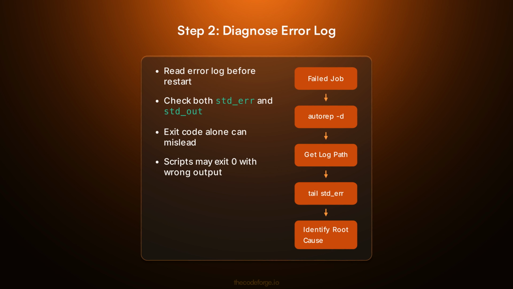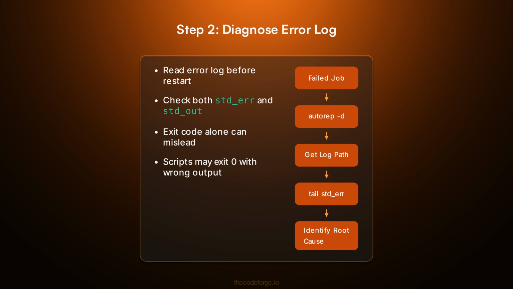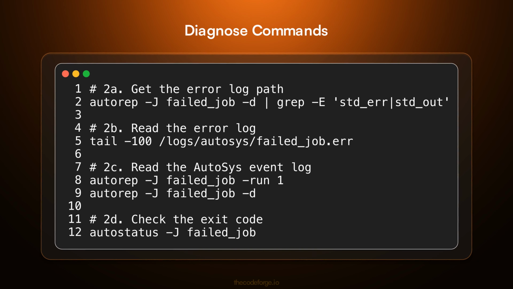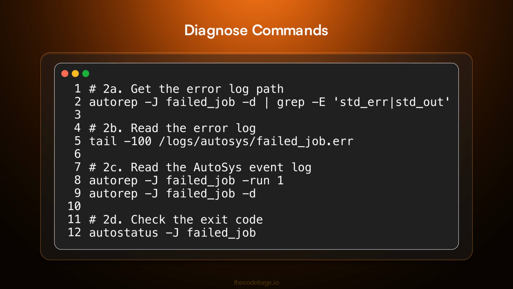Never restart without reading the error log first. Use autorep -J job -d to find the std_err path, then tail it. Check both std_err and std_out. Sometimes the script succeeds, but reports errors to std_out that don't affect the exit code. These commands retrieve the error log path, display the last 100 lines, check the previous run's event log, and show the exit code. Always read the error log before any restart.